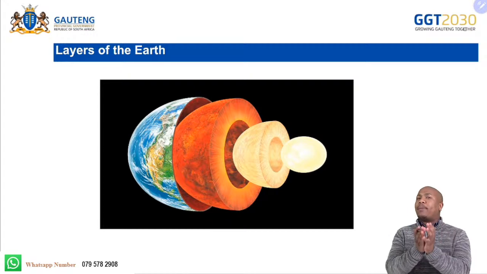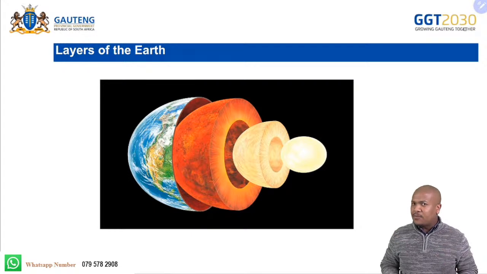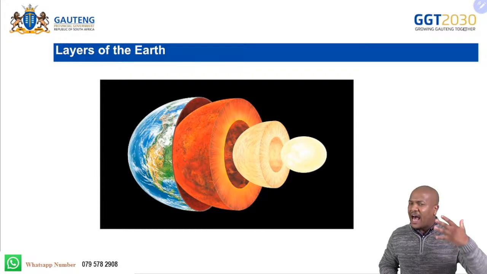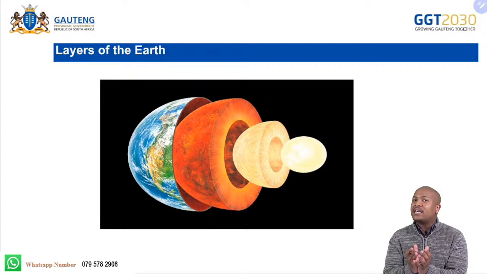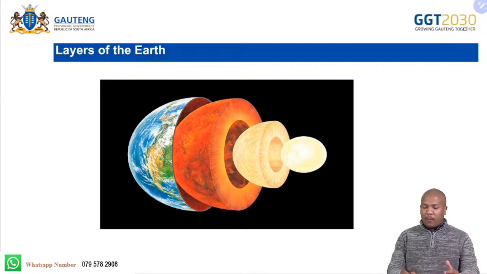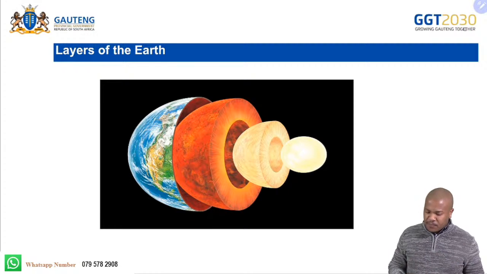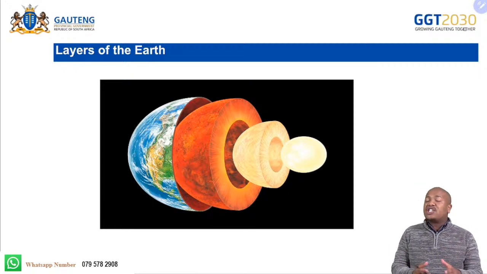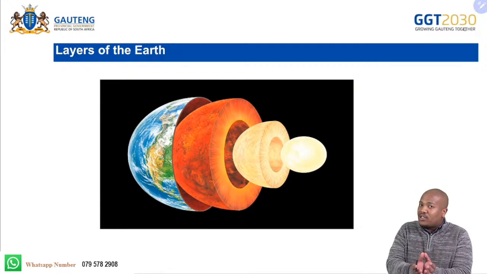Now, we talked about the earth. We said that it is made up of four spheres: the biosphere, the lithosphere, the atmosphere, and the hydrosphere. And the same earth that has four spheres is made up of layers. So now, here is a clear demonstration of the layers of the earth. As you can see, if you were to cut open the earth, you would find such layers inside the earth that make up this celestial body, the earth.